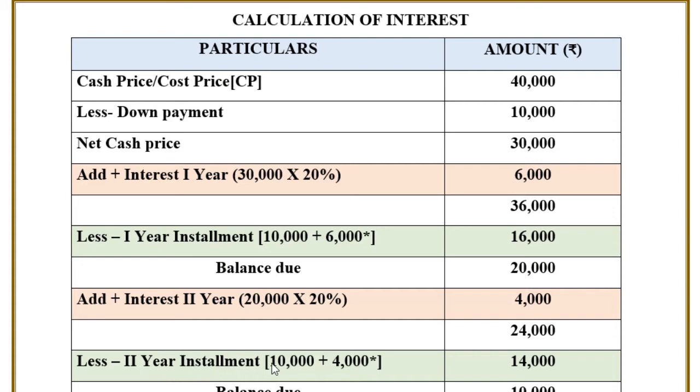Here the second installment: the cash price and installment amount is 10,000 plus 4,000 rupees. Since it is an installment plus interest method, you have to add the interest. So here we have 4,000 rupees. If you add this 4,000 rupees, 10,000 plus 4,000, you get 14,000 rupees. And the balance will be 24,000 minus 14,000, which gives 10,000 rupees.